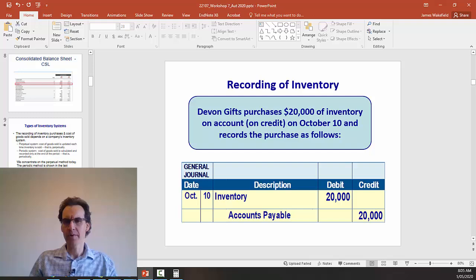Okay, so let's have a look at a few examples of how we record inventory and the transactions associated with this. So here it says Devon Gifts purchases $20,000 of inventory on account on October 10 and records the purchase as the following. So they debit inventory and they credit accounts payable. Now, there's nothing really new here. We are acquiring a piece of inventory, so we debit that inventory increase, which is there in the first line, and we are obviously funding that through, in this case, borrowing and paying on credit. So we credit the accounts payable we are accumulating in this case.